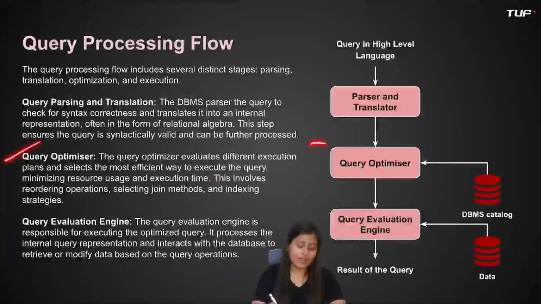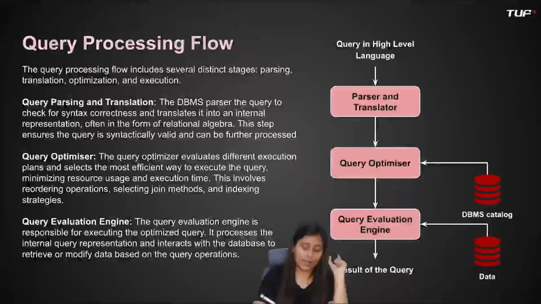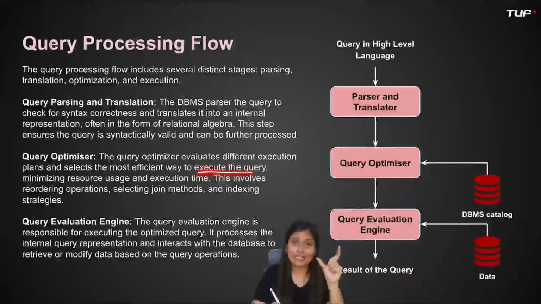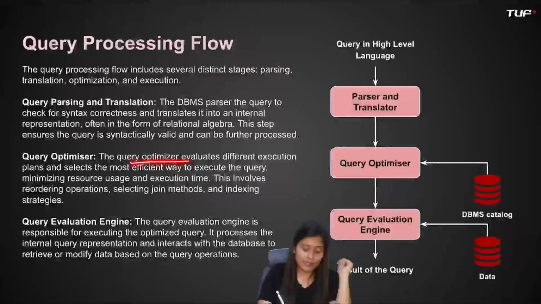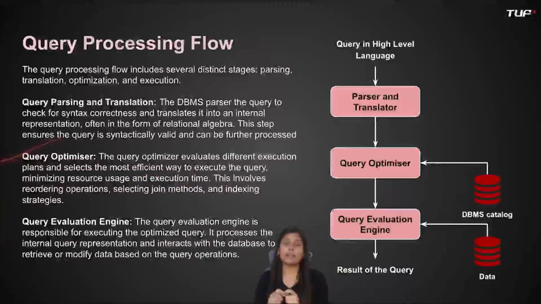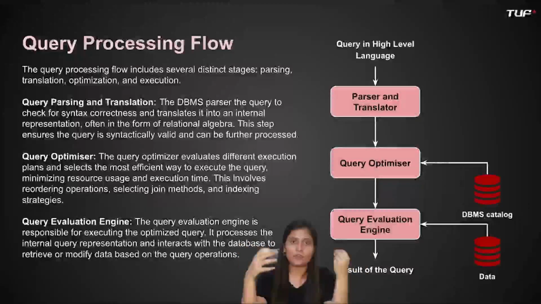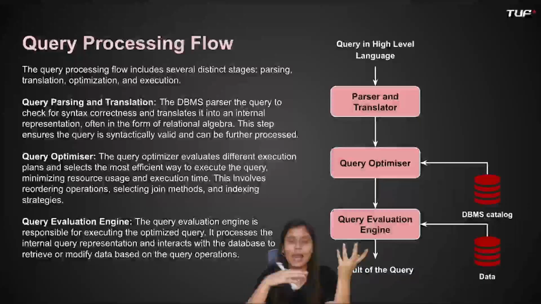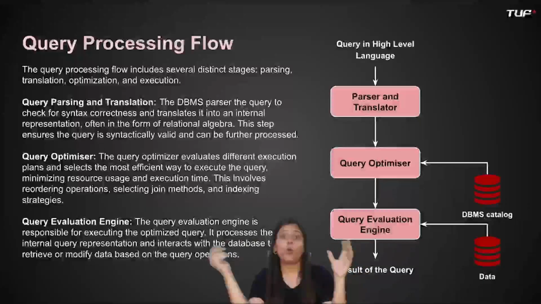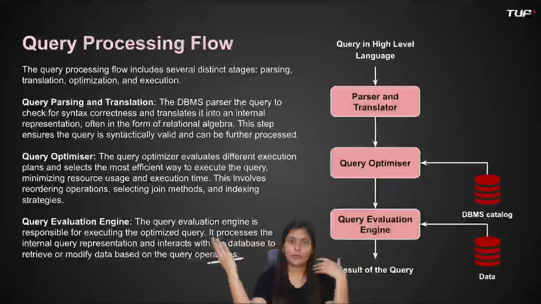The next step is the query optimizer, whose task is to optimize the query so that it can execute within minimum time using minimum resources. The query optimizer evaluates different execution plans and selects the most efficient way. Let's suppose we want to apply joins. We can apply joins in multiple ways: first the person table, then the customer table and order table, or the order table first, then the customer table and person table, and so on.